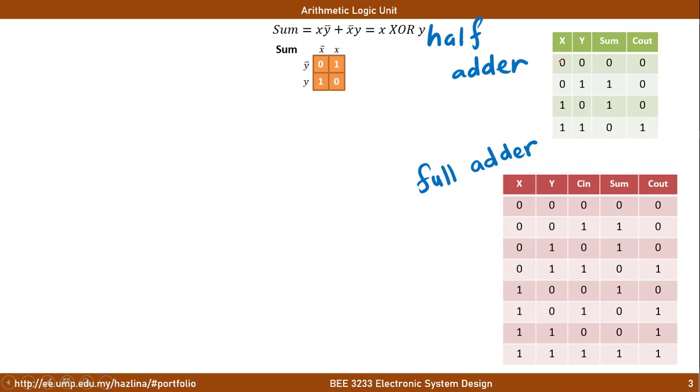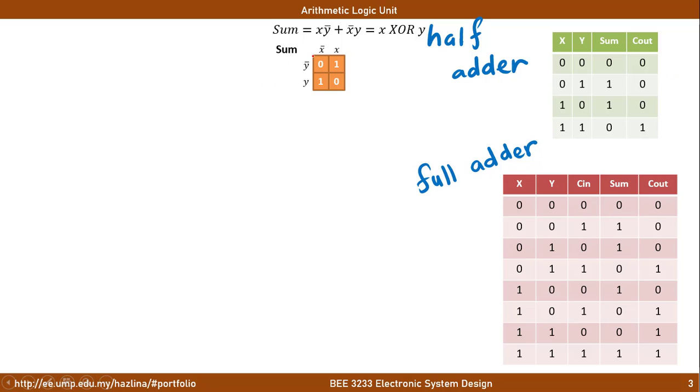So here x bar y bar is equivalent to 0. The second item, x bar y, is equivalent to y. This is followed through until the end.